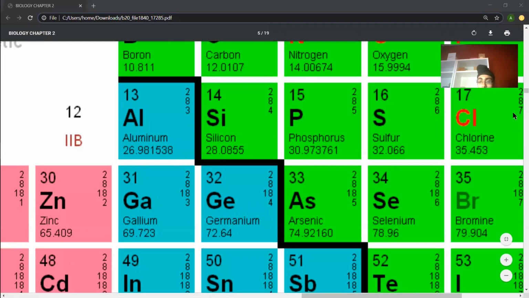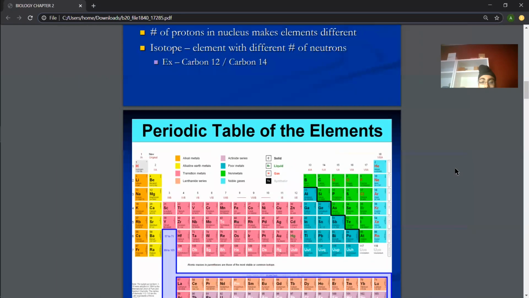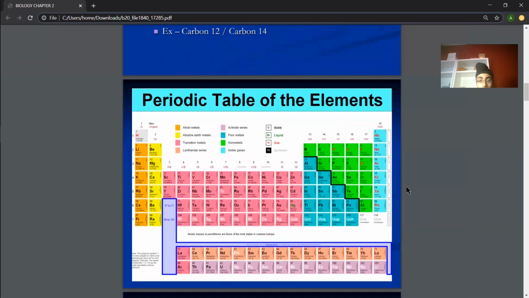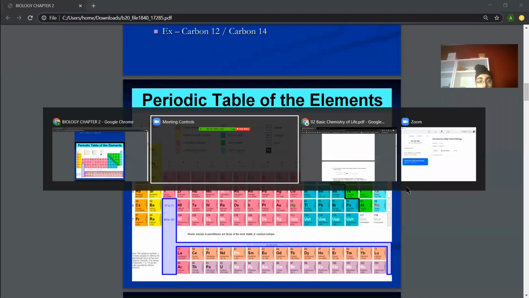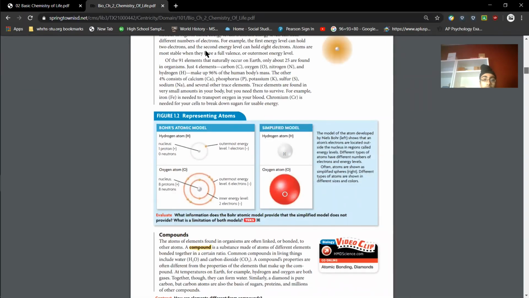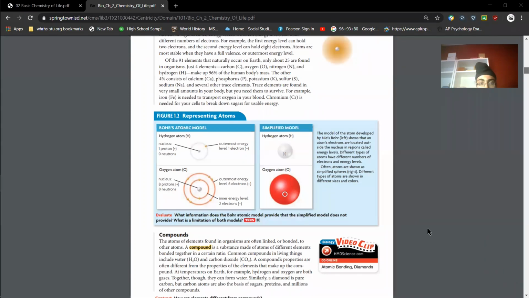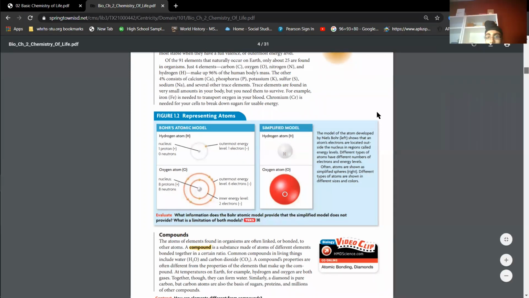So that's how you calculate protons, neutrons, and electrons, given the periodic table and the mass number or atomic number. Now what we're going to get into is ions and a little bit more chemistry. So let me just share here. Can everybody see okay?